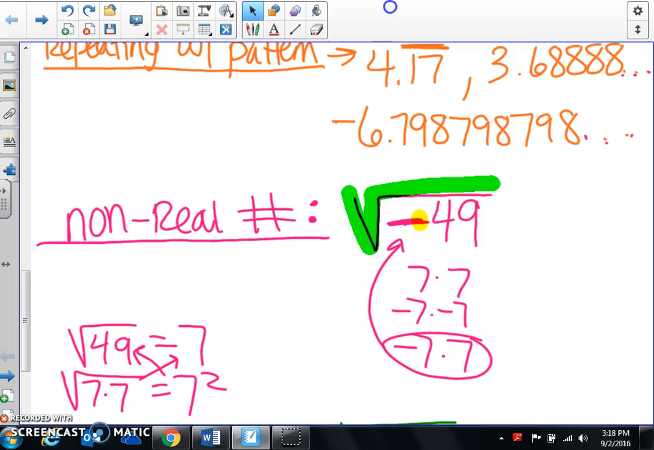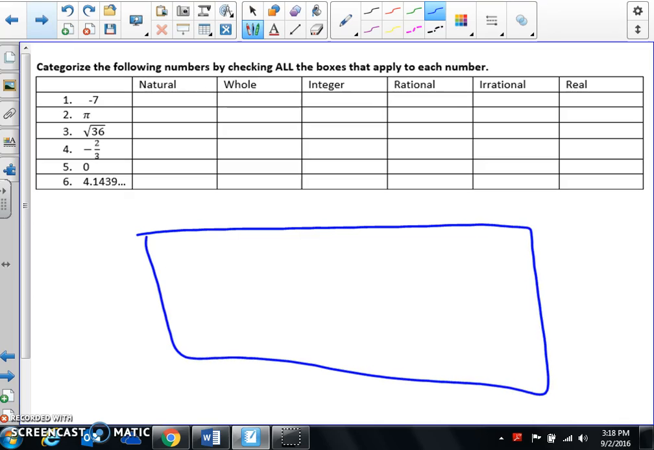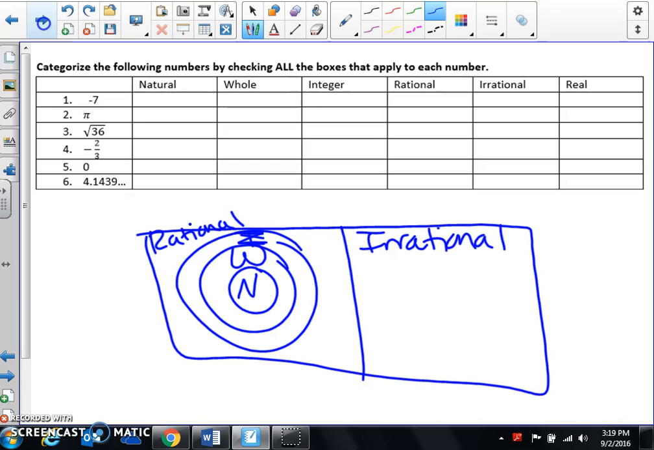All right, let's do a couple examples. So I'm just going to ask you to do the check. The first thing you should see if you do this is just go ahead and draw your circle. Okay, so over here I've got natural numbers, whole, integer, or Z, I guess, integer. These are all rational. These are all irrational. I've got pi, crazy decimals, non-perfect square.